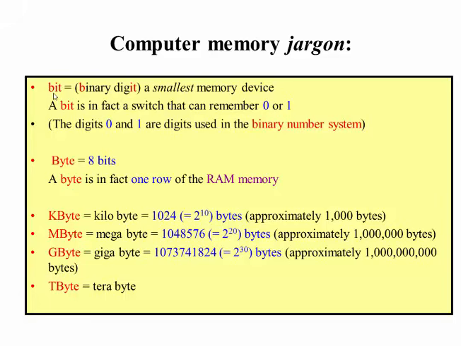So as I've said before, a bit is a binary digit, the smallest memory device. A bit is in fact a switch that can remember 0 or 1. Now the digits 0 or 1 are used in the binary numbering system. A byte is 8 bits. A byte is in fact one row of RAM memory. A kilobyte is 2 to the power of 10 bytes, approximately 1,000 bytes, so 1,024.